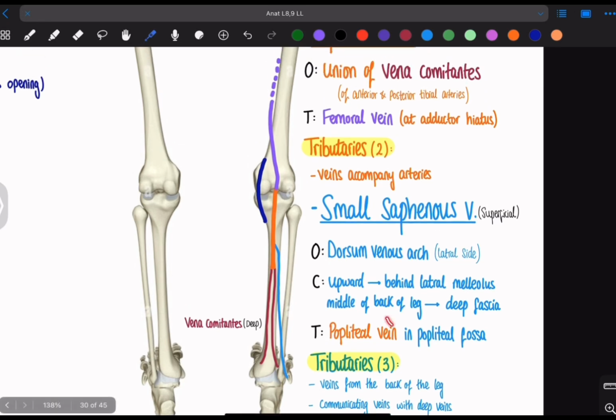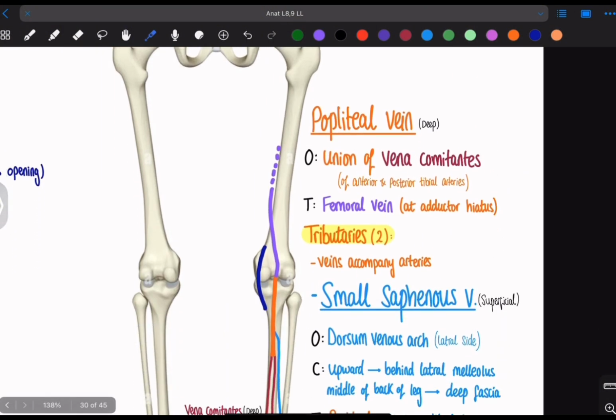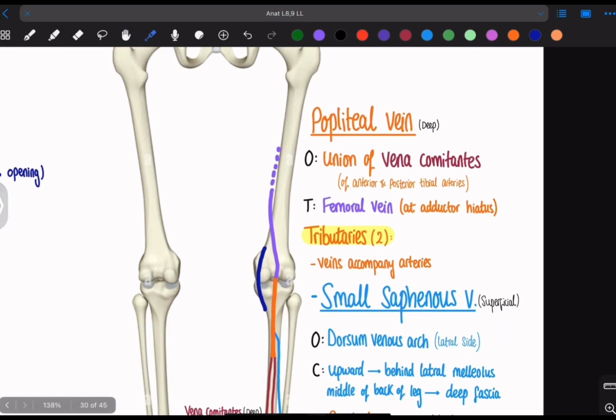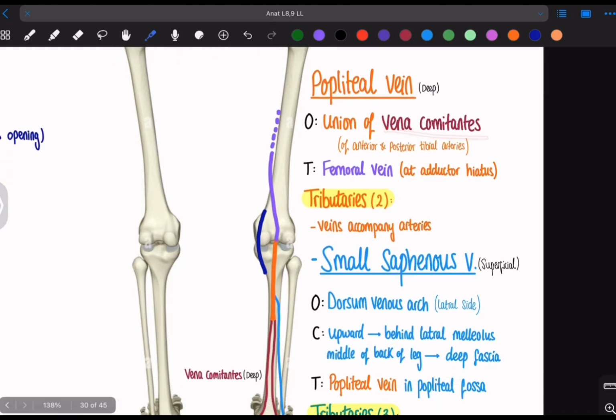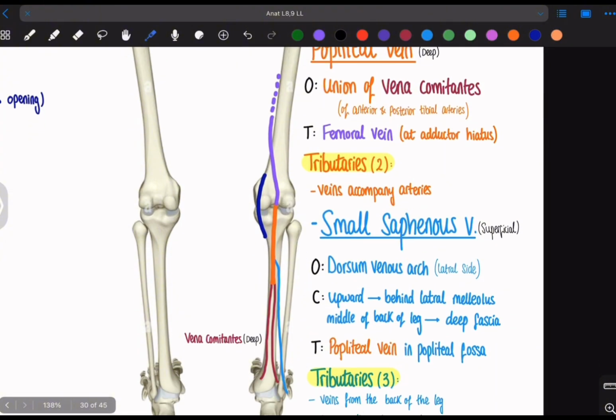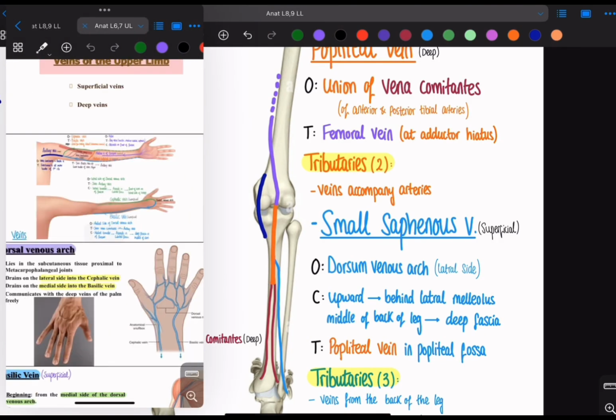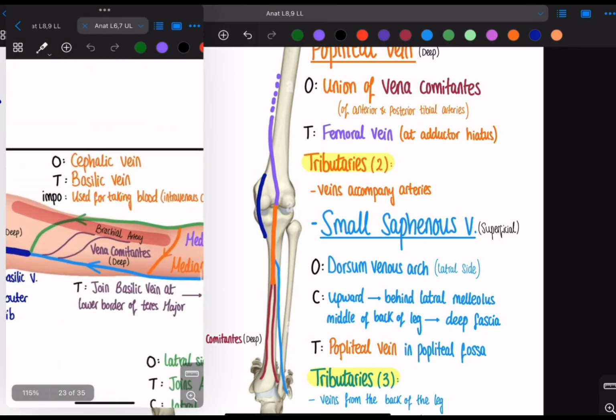Okay, let's move to the popliteal vein. We said the termination for the small saphenous is the popliteal vein, so let's see the popliteal vein. Its origin is a bit different. Remember the vena comitantes? We said that the vena comitantes are veins without a personality. We can find them everywhere, and a very important feature is that they're always stuck to an artery. Remember in the upper limb, they are stuck to the brachial artery, right?